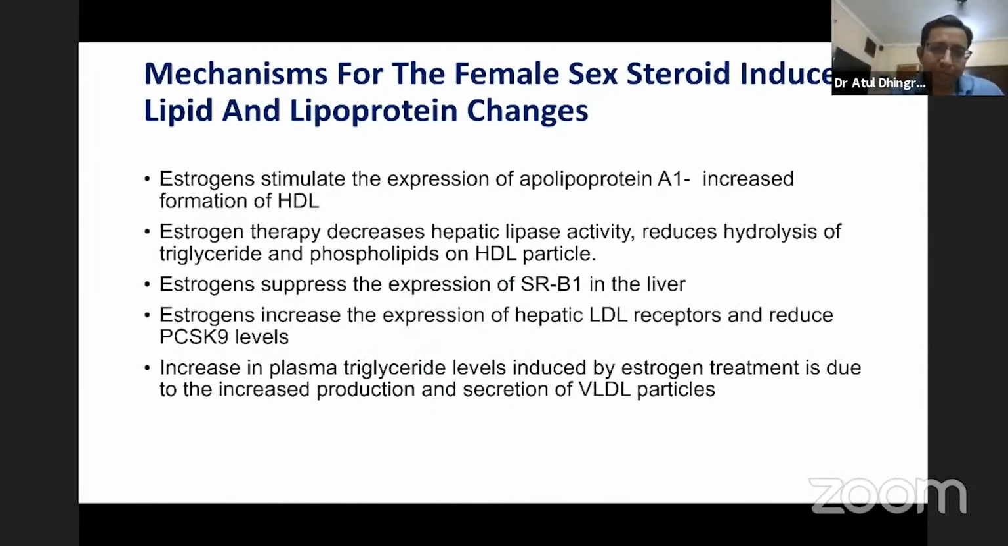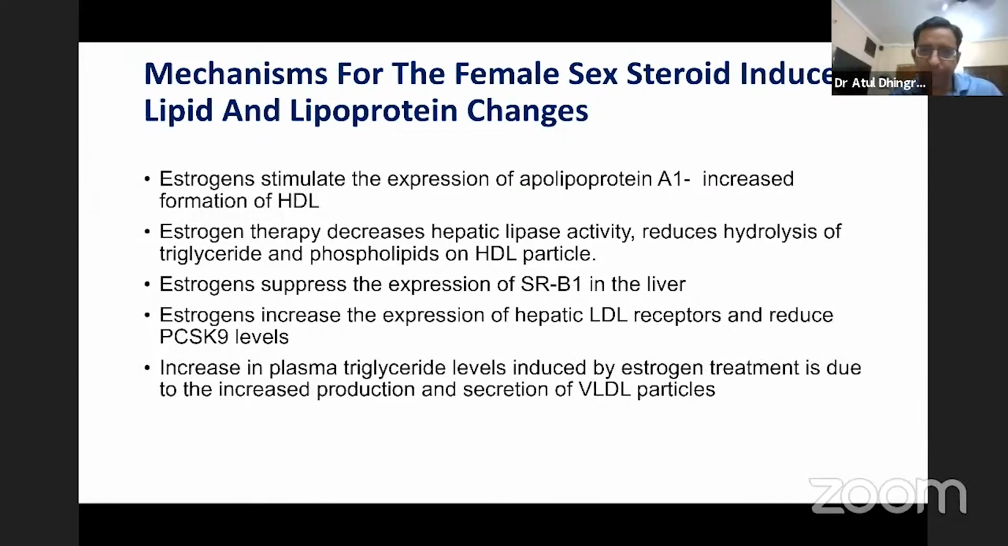So coming to the mechanisms, estrogen stimulates the expression of apolipoprotein A. This leads to increased formation of HDL. It also decreases hepatic lipase activity, thus reducing the hydrolysis of triglyceride and of HDL particles. It suppresses the expression of SR-B1, thus increasing the HDL levels in the blood. Estrogen further increases the expression of hepatic LDL receptors and reduces PCSK9 levels, leading to a reduction in LDL levels.